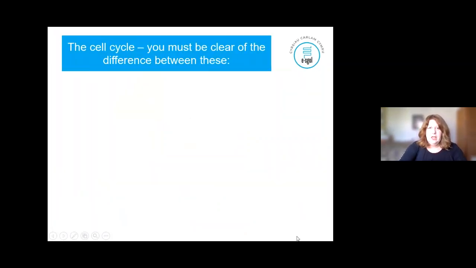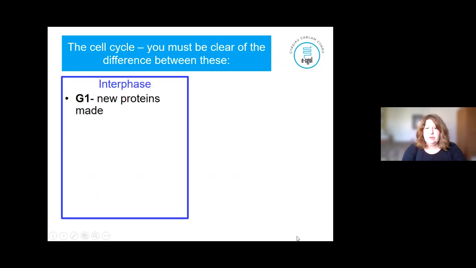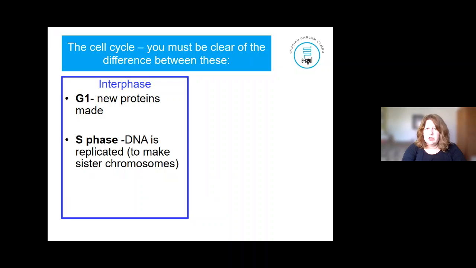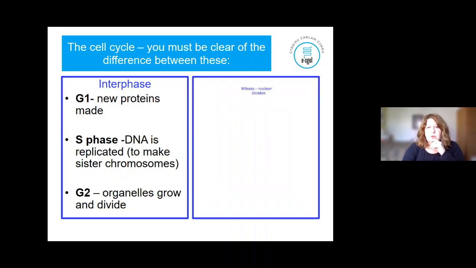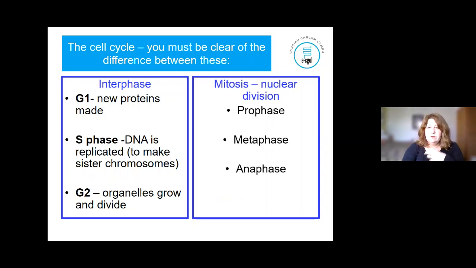Moving on. You've got to be clear about these two phases. The one is interphase, where you've got new proteins made, then you have DNA replicating, and then you've also got organelles growing or dividing, and I'll come to distinctions about that in a little bit. As opposed to mitosis, which you could consider as nuclear division, and those are the four phases there, PMAT. Different things happen in interphase, and it is separate to mitosis.